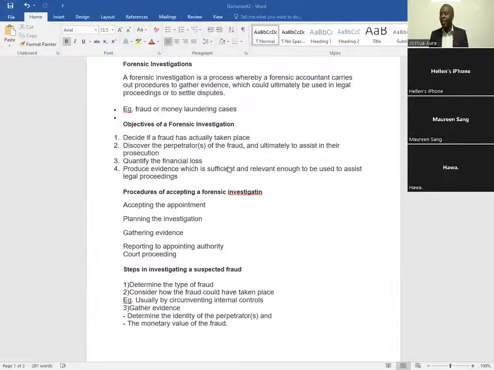And then lastly, you have to produce evidence. So the other objective is to produce evidence which is sufficient and relevant enough to be used to assist in legal work, in legal proceedings.